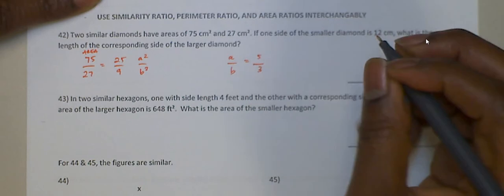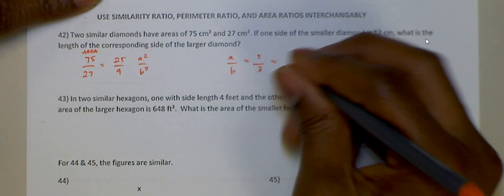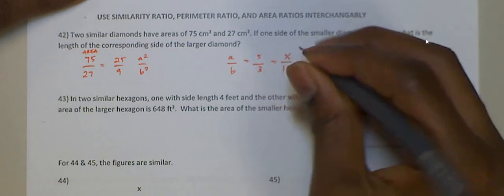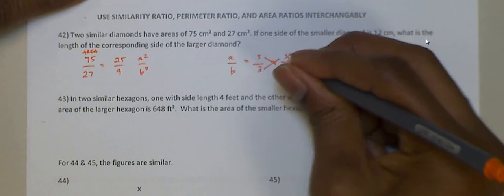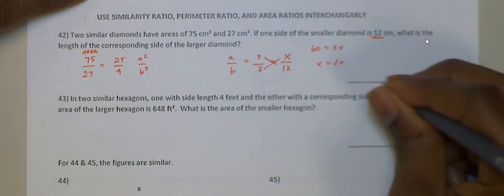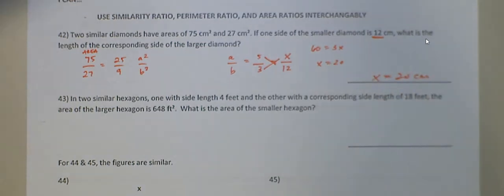Here's our ratio. They told us that the side of the smaller diamond was 12 centimeters. We want to find the side of the larger diamond. Using this ratio, we have 60 equals 3x, and x must be 20 centimeters.